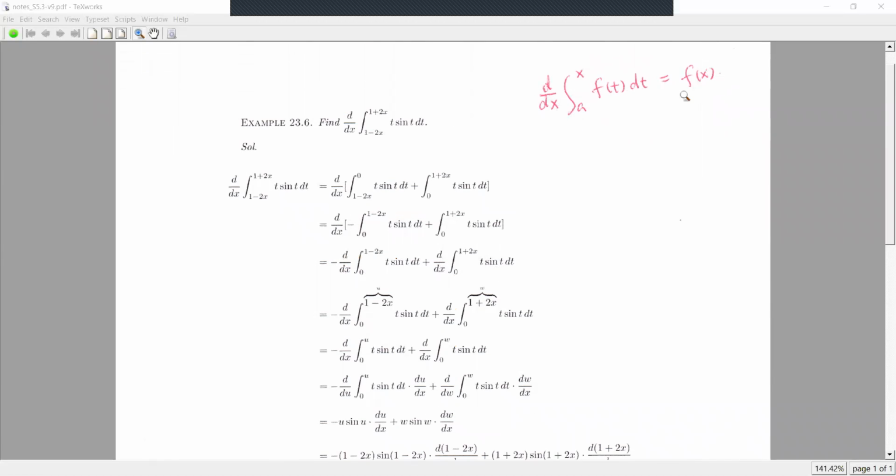I want to use this formula. But this formula requires the upper limit to be just x. In these two derivatives, the upper limits are not just x. So I simplify the two upper limits. For this upper limit, I denote it by u, a temporary variable. This upper limit, I denote it by w, also a temporary variable. Then I have this equation.